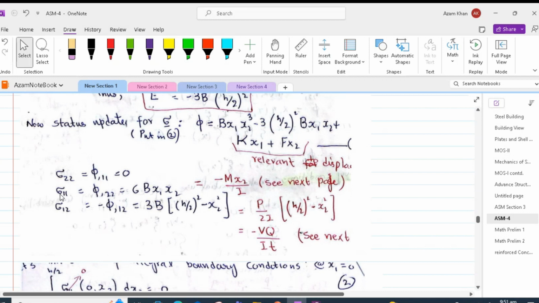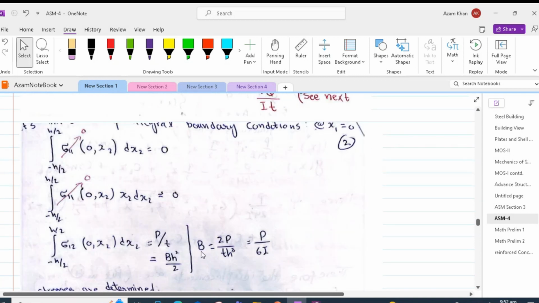So in the current elasticity case, it is 6B times x1 x2. However, in the previous case, it was equal to minus Mx2 over I. Sigma 12 was called shear, and shear was equal to VQ over It. In order to refresh the memory, I would refer the listeners to the playlist of Mechanics of Solids 1 and check the flexure and shear stress equations. In this formula, V is the applied shear, Q is the first moment of area, I is the moment of inertia, and t is the thickness.